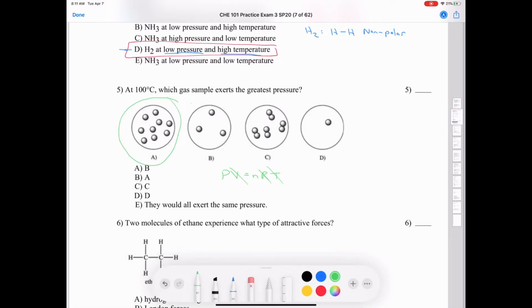And that makes sense because the pressure is a result of force per unit area. Where does the force come from? The force comes from the gas particles, whether they're molecules or atoms, colliding with the walls of the container. So the more particles we have, the more collisions we can have, and therefore the greatest pressure. So in number 5, we're just looking for the situation that has the most gas particles.